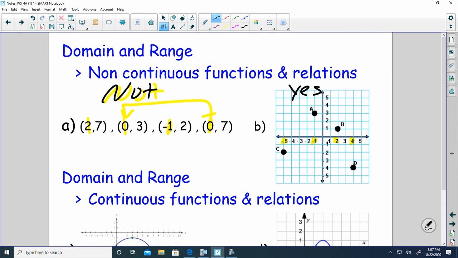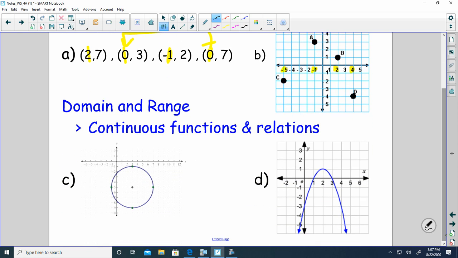And then let's take a look at continuous. Continuous means you could put your pencil down and draw these particular shapes. So this does not mean it's a function here, because this x value here and this x value here, x is the same.